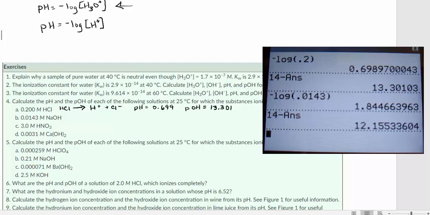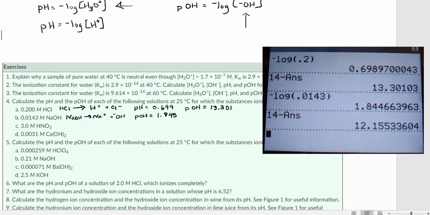Now for B, we have a sodium hydroxide solution. So sodium hydroxide is going to be splitting into sodium and hydroxide ions. So this time, if we take the log of this value, what we're finding is the pOH. So the pOH, which is analogous to pH, we're going to take our 0.0143 and plug it in for this value. And when I put that in the calculator, I get my pOH of 1.845 is what I'm going to call that.